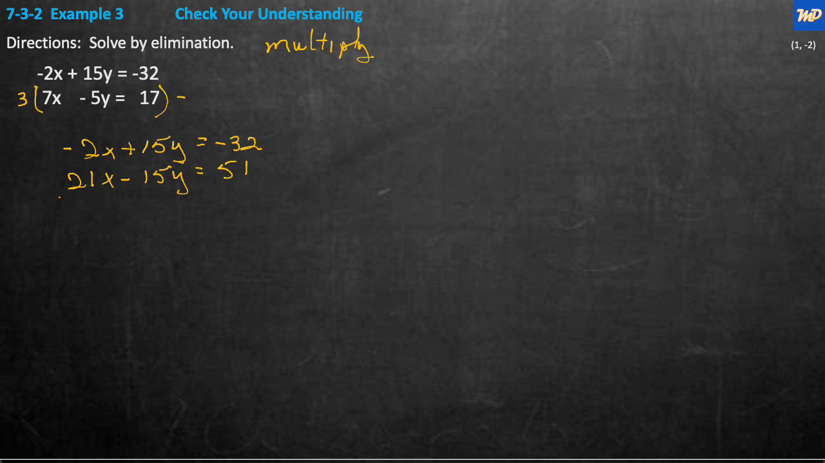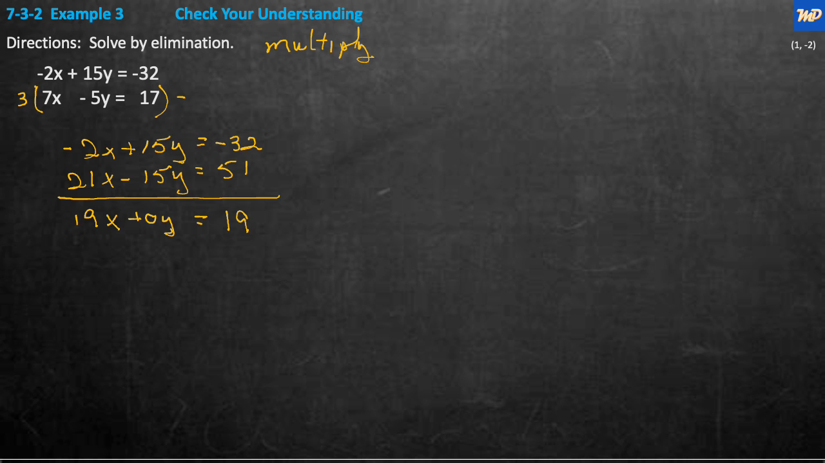And we're going to add these two together, aren't we? Because this is a negative, we're going to add these together. So 21 plus 2 is 19x, and then it's going to be plus 0y because they cancel each other. And that's going to be 51 minus 32, so 51 minus 32 is going to be 19, right?